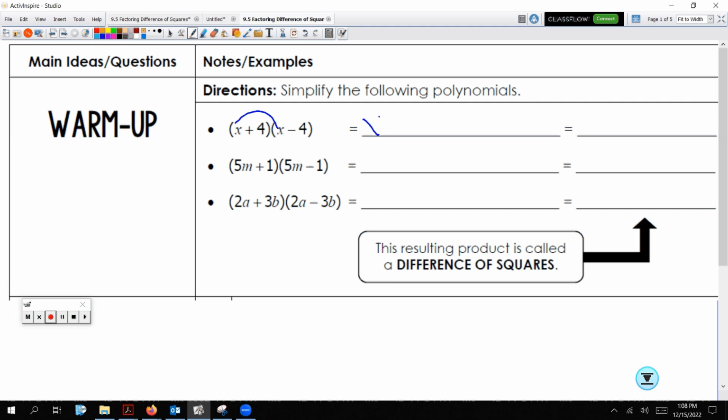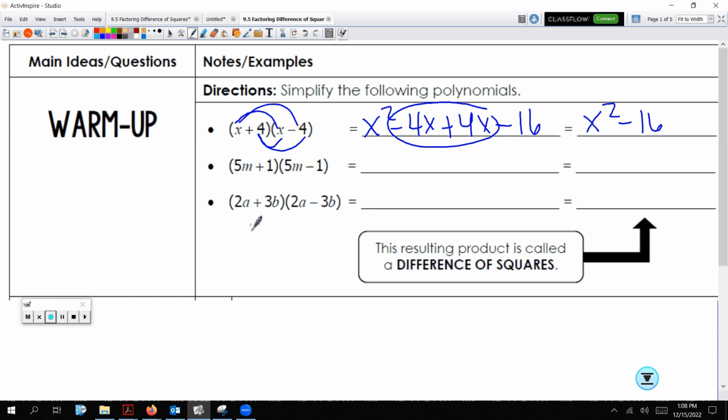X times x gives me x squared. X times -4, -4x. 4 times x, positive 4x. And 4 times -4 gives me -16. Remember, there's always like terms in the center. When I combine those like terms in this case, they cancel each other out, and I'm just left with x squared minus 16. The result is a difference of perfect squares.